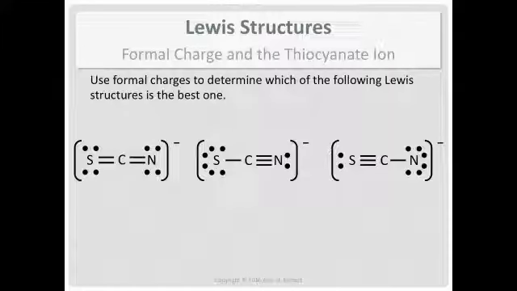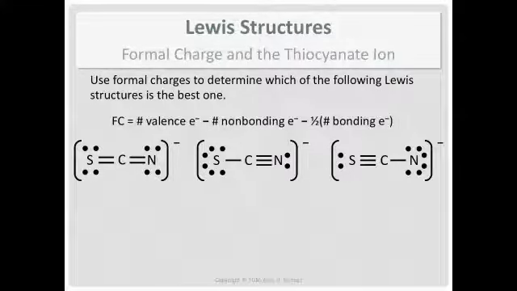So remember what we did with carbon dioxide. The best Lewis structure was the one that had more zeros in the formal charge. Well, we have to calculate the formal charge for all of them. And let's see what we have.